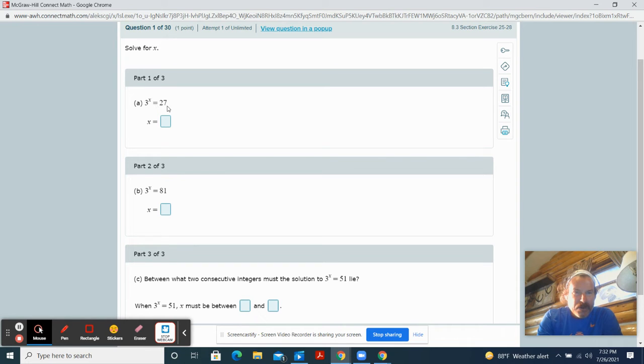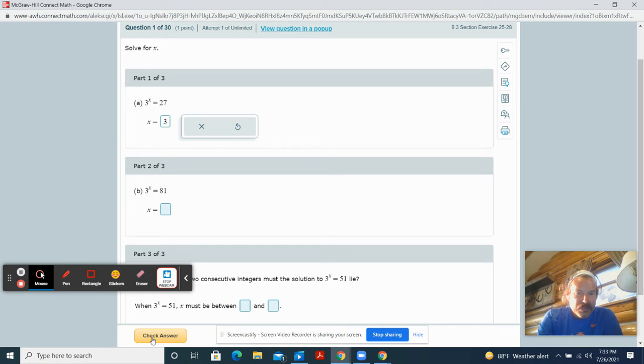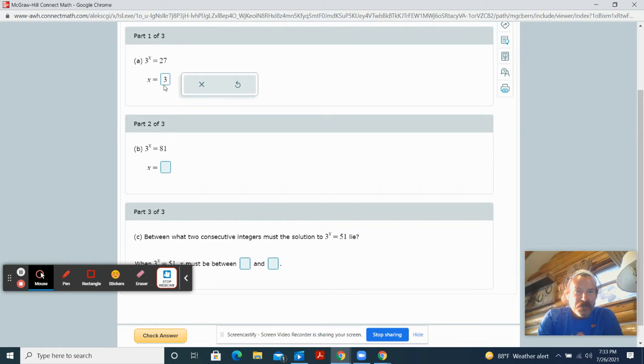3 to what power is equal to 27? I think everybody knows that's 3. 3 times 3 times 3 is equal to 27. We don't have to check our answer. We just do all parts at the same time. So part 2, 3 to the fourth power is equal to 81. So we put 4. If you have to use a calculator there just to multiply the 3's out, that's fine.